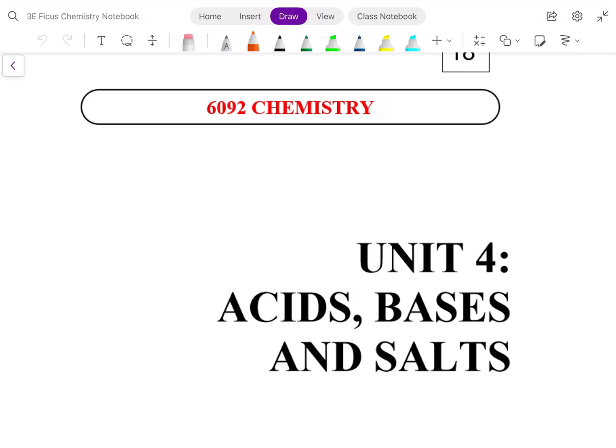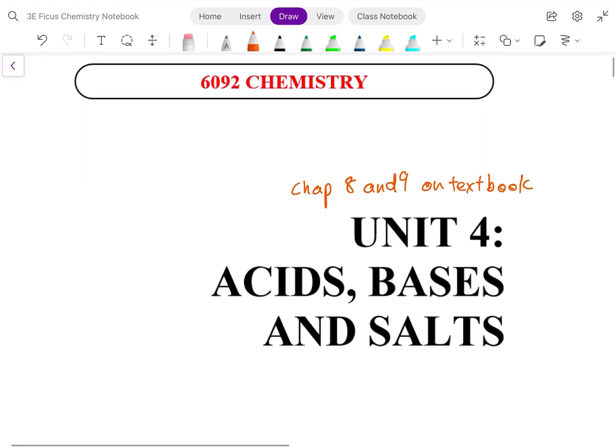If you want to refer to your textbook, but you don't really have to. If you want to, this is chapter 8 and 9 on the textbook. Chapter 8 and 9 on the textbook, acid bases as well as salts. A pretty conceptual chapter if you ask me.